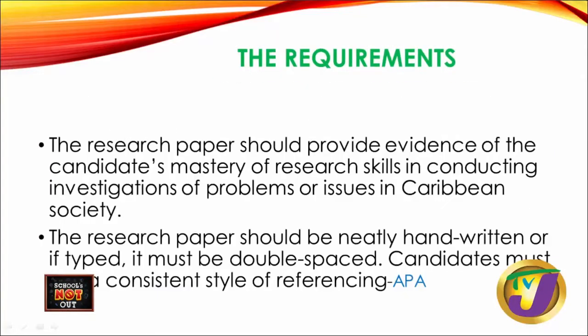Maybe you want to look at what you have to see if you are following the rules exactly. All right, so it says that the paper should provide evidence of the candidate's mastery of the research skills as outlined in Module 3 in conducting investigations of problems or issues in Caribbean society. And of course, you should neatly type using Times New Roman font size 12, double spacing, yes, all of that. And of course, you should pay attention at this level to your referencing style, APA. All right? So you want to bear that in mind.